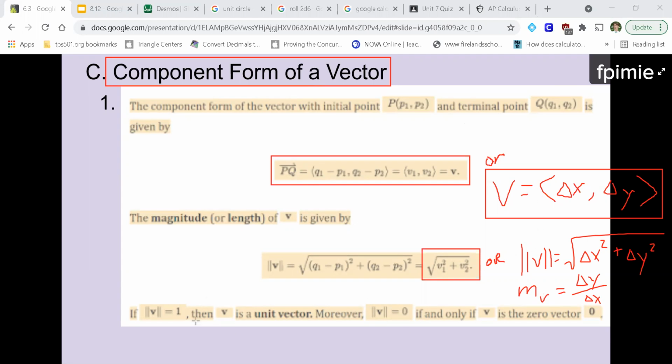In terms of vocab, you should include this. If the magnitude of your vector is ever equal to 1, that means your vector is a unit vector. And if the magnitude is 0, that means you have a zero vector. Those will be important for some of the work that we'll do tomorrow.